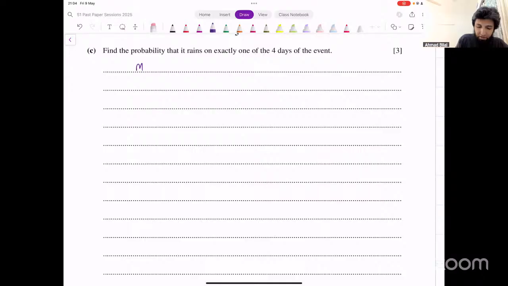Let's write that down. We've got Sunday, Monday, Tuesday, and Wednesday. If it only rains on one day, we could say it rains on Sunday, does not rain on Monday, does not rain on Tuesday, does not rain on Wednesday. That's one possible case. Another possible case would be it rains on Monday and not on the other days. Another possible case would be it rains on Tuesday and not on the other days. And another possible case would be it rains on Wednesday and not on the other days.